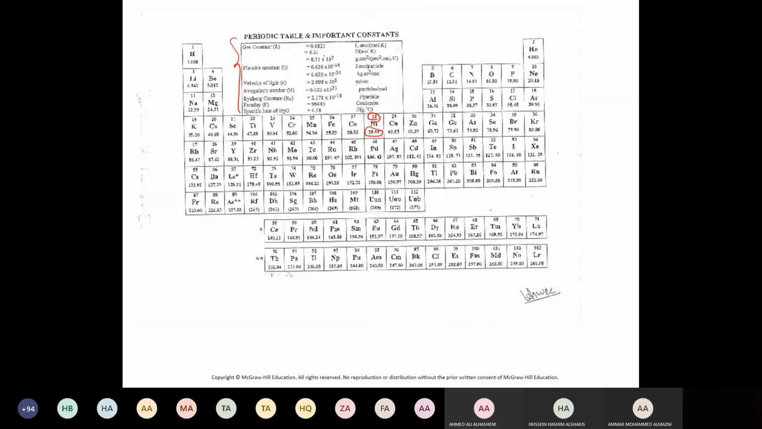For example, the most important thing we're going to see here today is Planck's constant. Even though I want you to memorize it, it's given to you. Keep this periodic table with you, even in the discussion, because today we are going to use the periodic table a lot to measure the mass of the atom and so on and so forth. I hope this is clear.